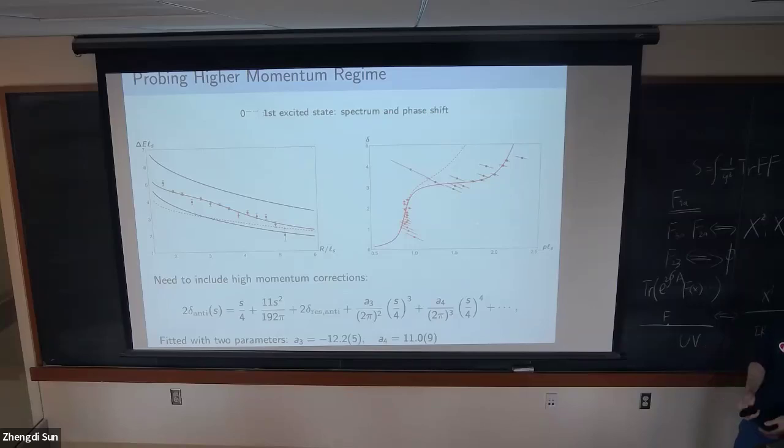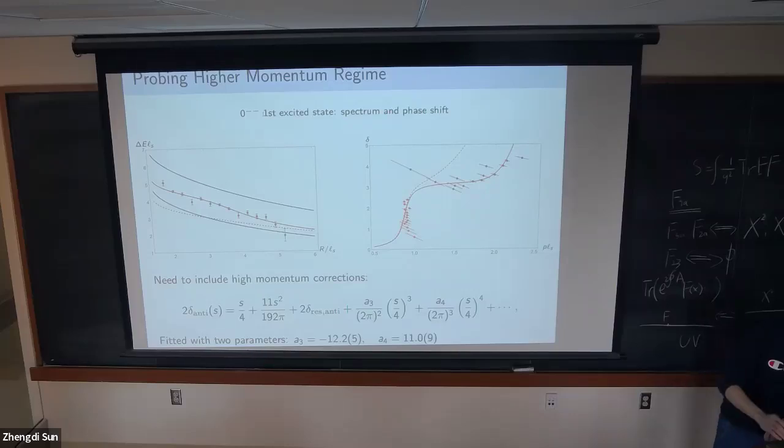sector. This indicates that the momentum here is too high, so that we actually need to add some more non-universal terms to the phase shift to actually account for the scattering. And here I also use two parameter fittings.